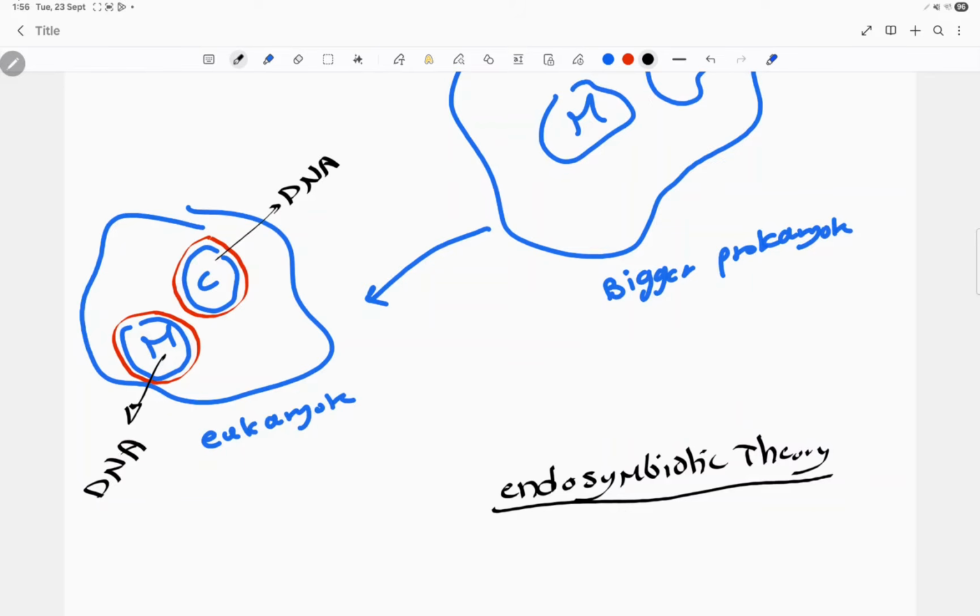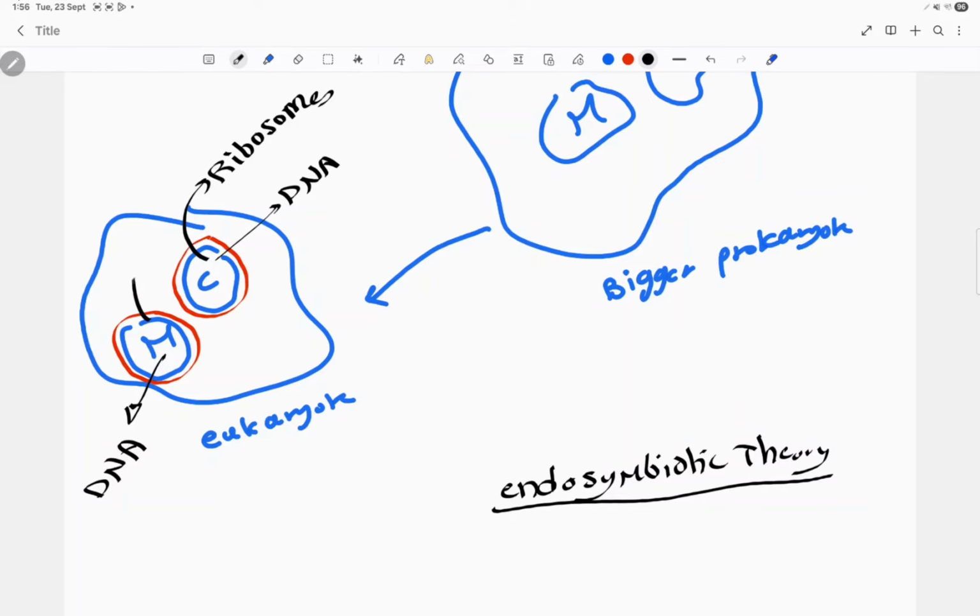So it's not just your nucleus that has DNA. Mitochondria and the chloroplast also have some DNA. One more thing, they have ribosomes. And those ribosomes are going to be the same size as a bacteria's ribosome.